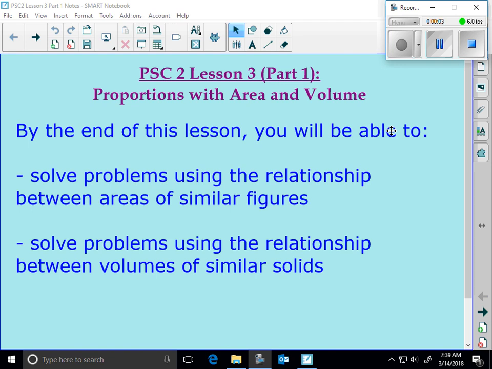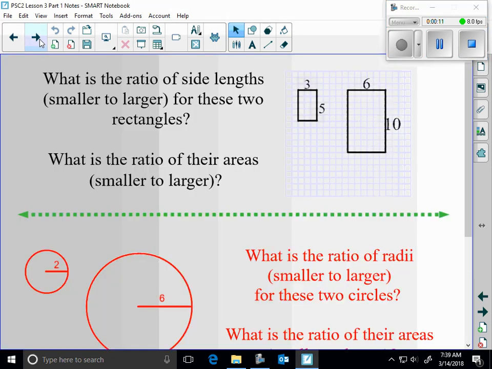Geometry PSC 2, Lesson 3, Part 1. This is proportions with area and volume. Here are your objectives for the day. Let's go ahead and get started.